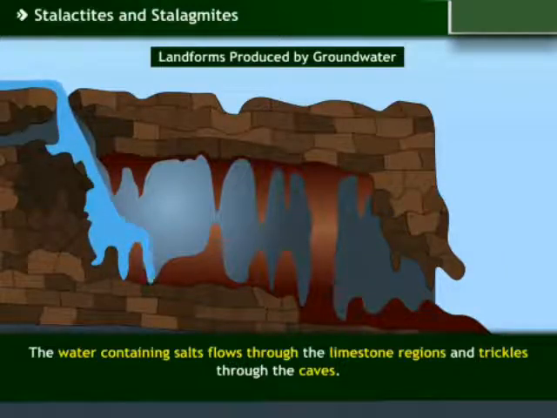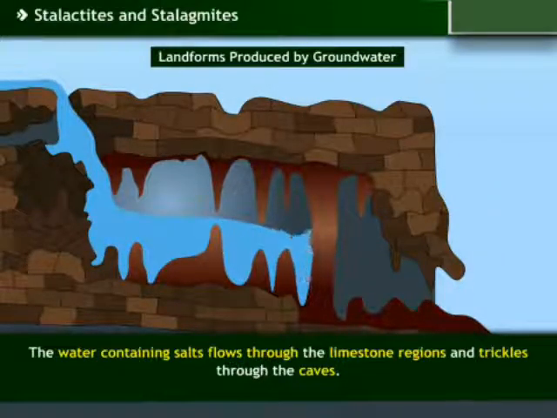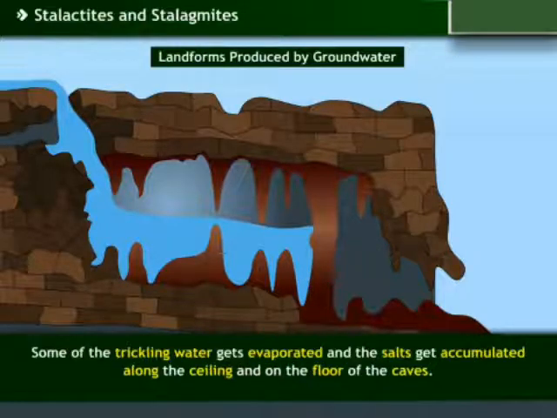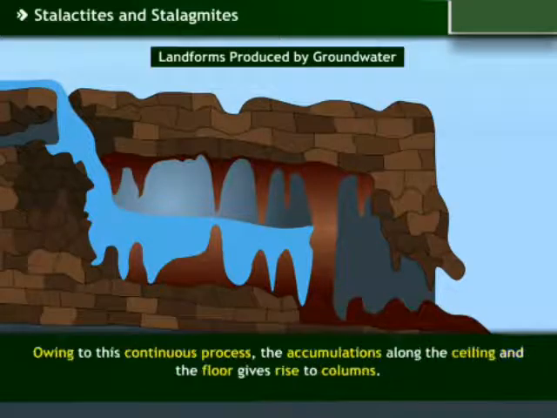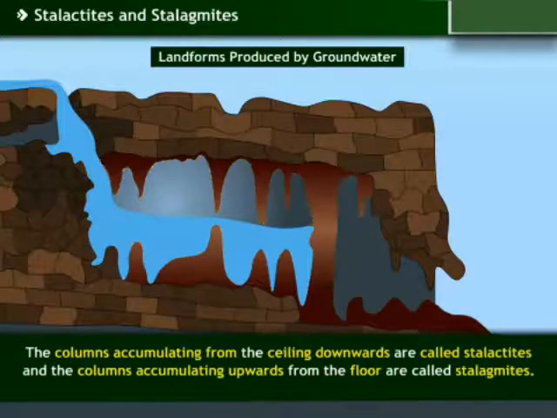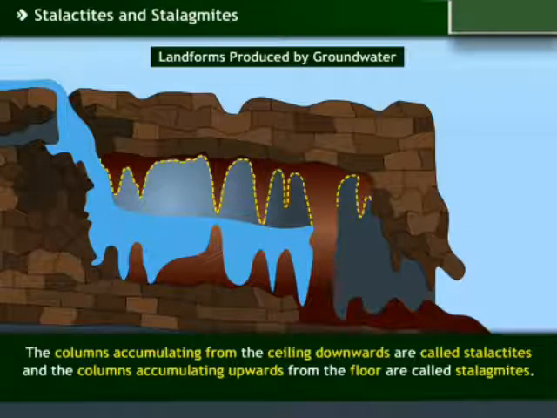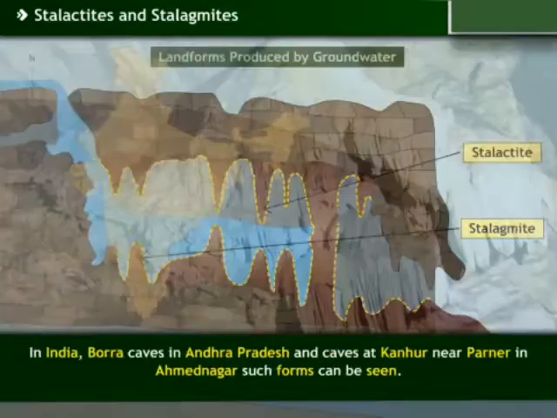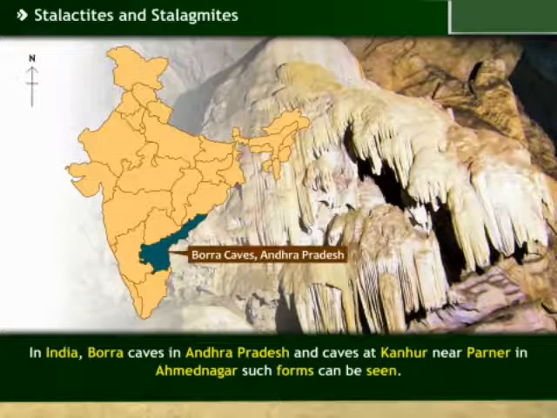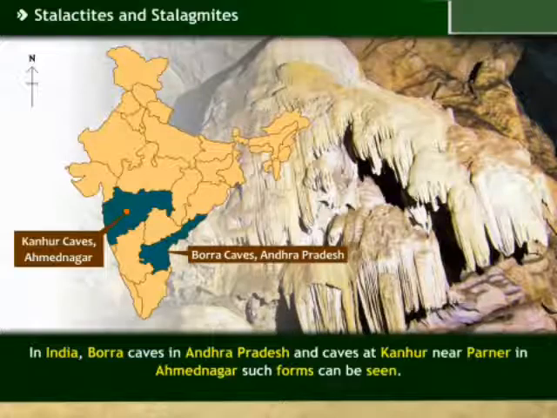The water containing salts flows through the limestone regions and trickles through the caves. Some of the trickling water gets evaporated and the salts get accumulated along the ceiling and on the floor of the caves. Owing to this continuous process, the accumulations along the ceiling and the floor give rise to columns. The columns accumulating from the ceiling downwards are called stalactites, and the columns accumulating upwards from the floor are called stalagmites. Such forms can be seen at Borra Caves in Andhra Pradesh and at Kanhur near Parner in Ahmednagar.